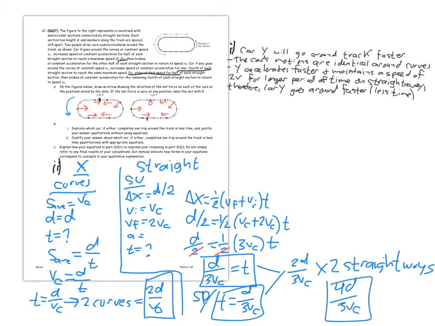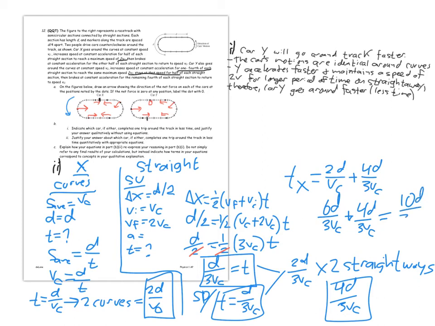So our total time for X is going to be the time for the two curves, which is 2D over vC, plus the time for the two straightaways, which is 4D over 3vC. I'm going to multiply this one by 3 over 3, so I end up getting 6D over 3vC plus 4D over 3vC. And when I add those together, I get my total time for X is 10D over 3vC.